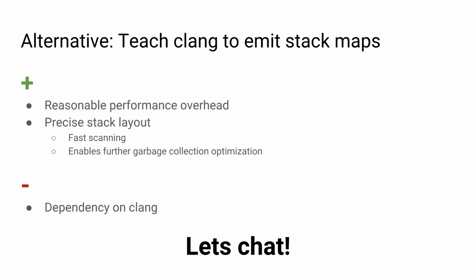We could actually make use of Clang plugins to implement stack maps that have precise stack information, and that should be faster than V8's current mechanism, and it should just allow us to precisely scan a stack. That's it. Just check it out.